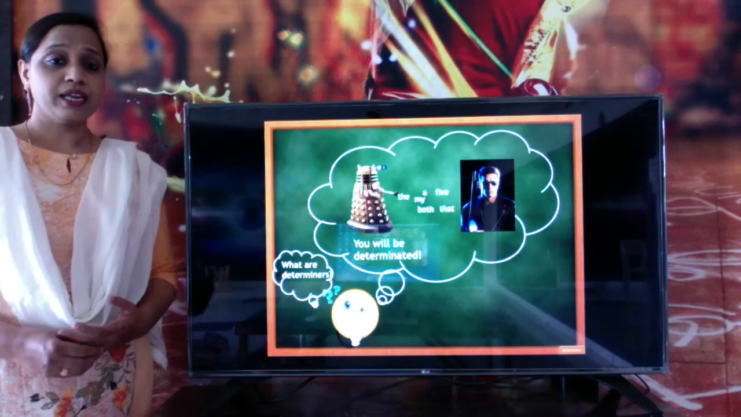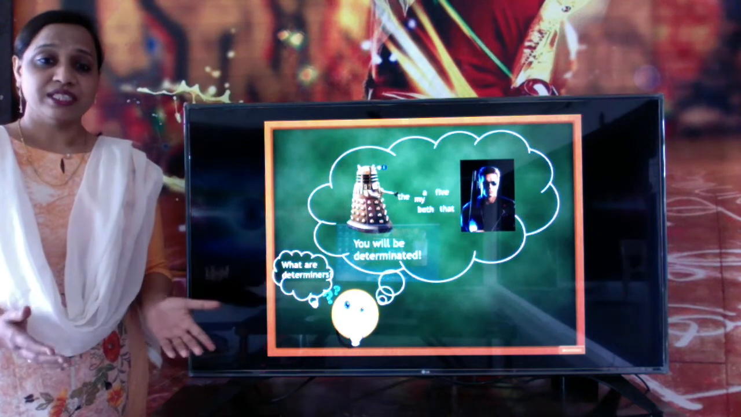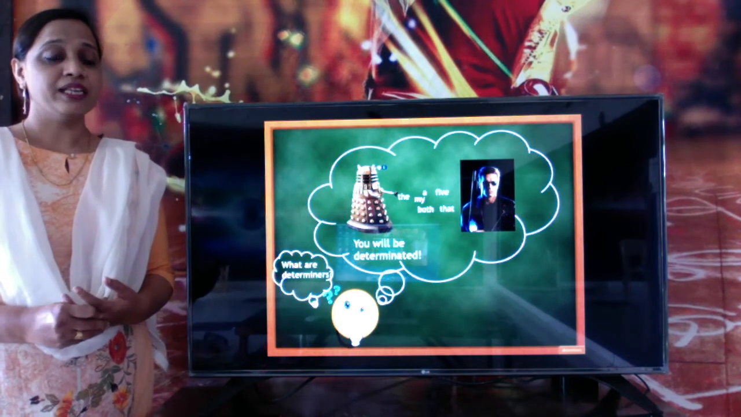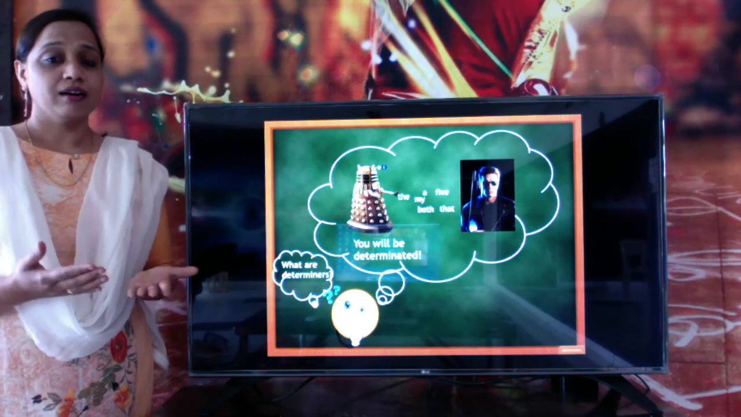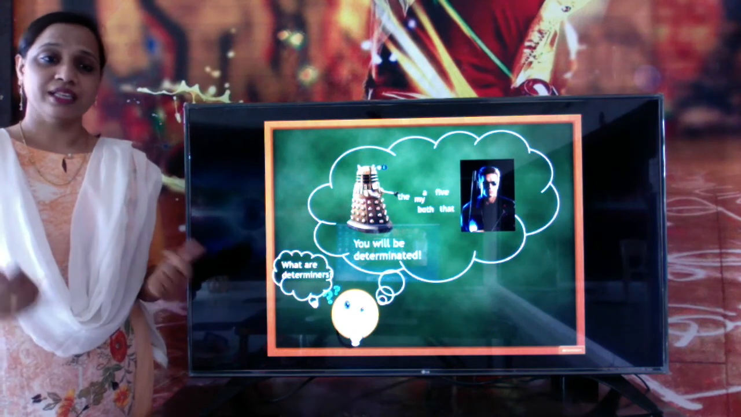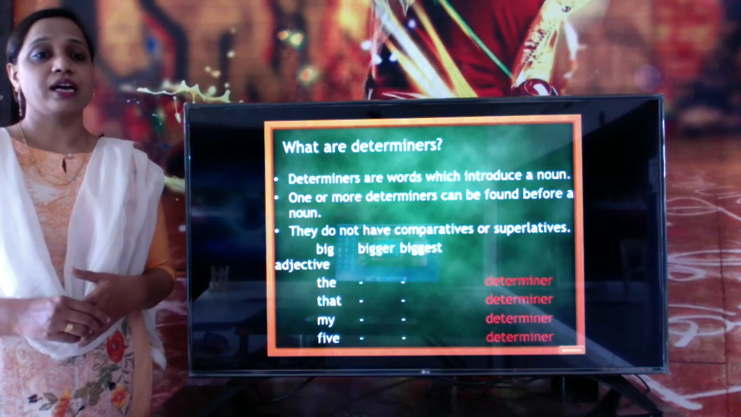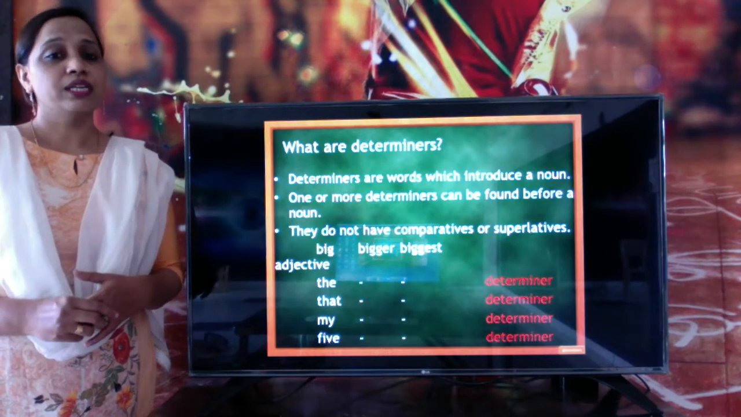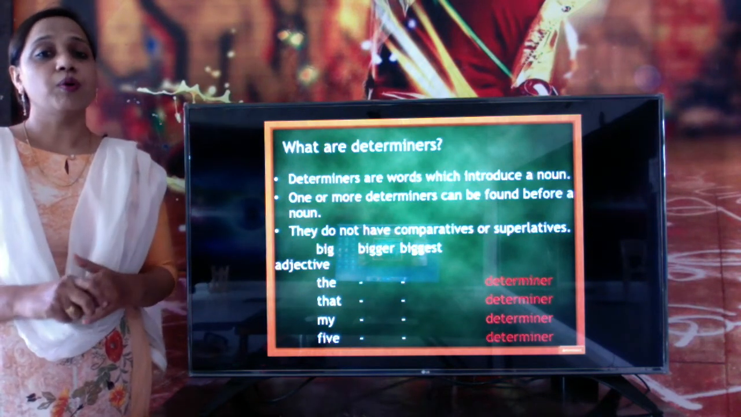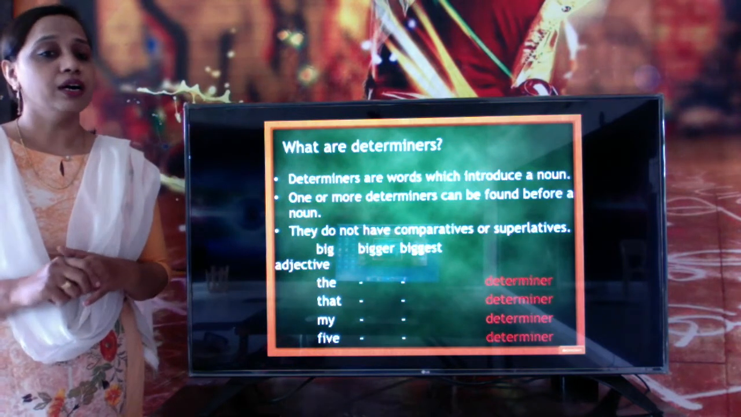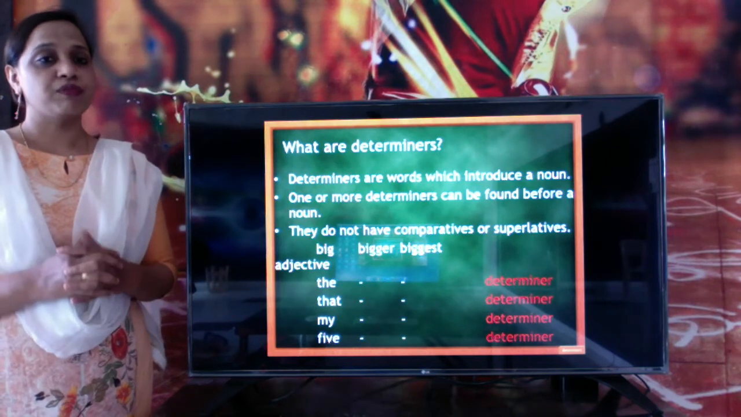Next, determiners, what are they? You can see here in the picture, you use such words like the, my, five, six, both, that, these, those. Such words are used before the noun. So determiners are words which introduce a noun. One or more determiners can be found before a noun. Remember, there can be more than one determiner used before the noun.